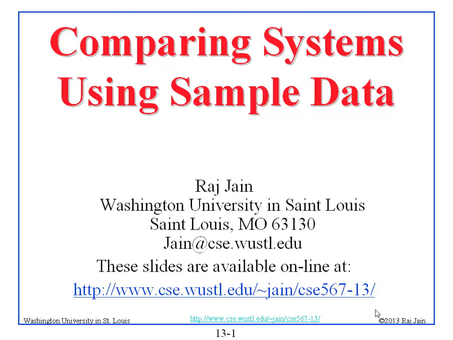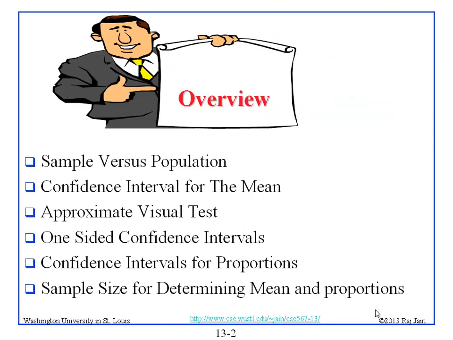Today, we will talk about how to compare two systems. And so first thing we talk about is sample versus population. It turns out we have already discussed that previously, so that might be a repeat. But then we really want to get on to confidence interval and then comparing systems visually using confidence intervals.